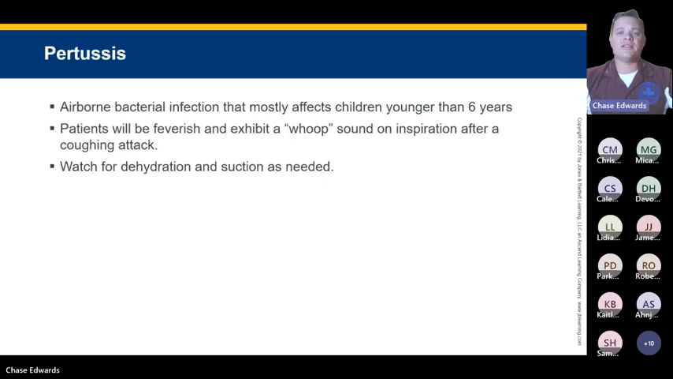All right, pertussis or whooping cough. Remember we said that's the whoop. So whooping cough is pertussis. It's an airborne bacterial infection that mostly affects children younger than 6 years of age. The patients will be feverish and exhibit a whoop sound on inspiration after a coughing attack.